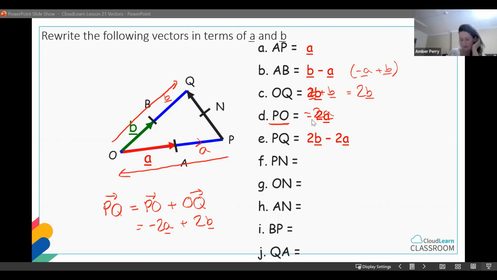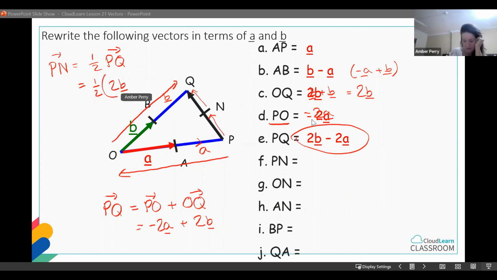PN, because it's the midpoint, means that PN and NQ are the same size. So PN is going to be equal to half the size of whatever PQ was. I just have to go halfway to get to the middle. Now I know that PQ is 2B minus 2A, so PN is half of 2B minus 2A. I can simplify that to B minus A, because half of 2B is B and half of minus 2A is minus A.